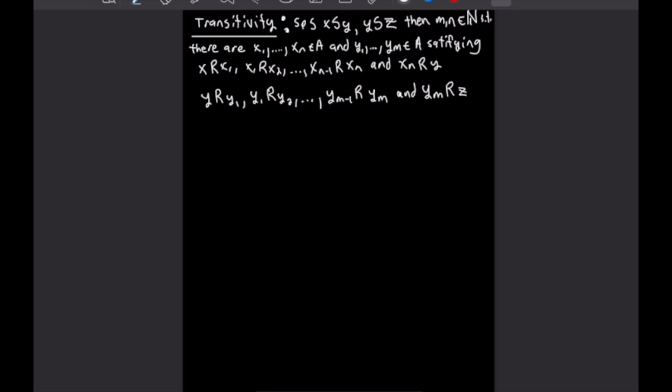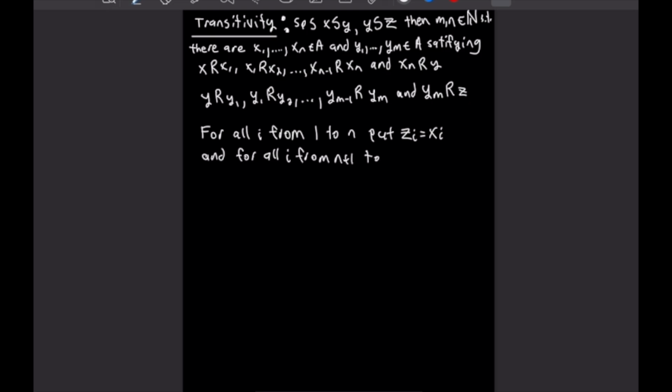Okay, great. So for here, for all i from 1 to n, we're going to put zi equal to xi. And for all i from n plus 1 to n plus m, we are going to put zi equal to y sub i minus n. So once we do all that, we'll see that we have the following.